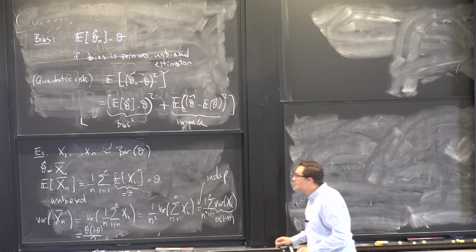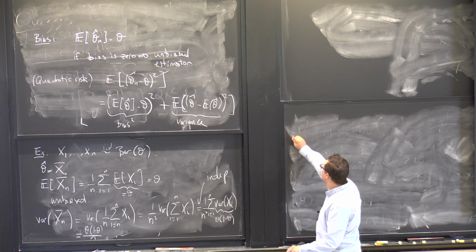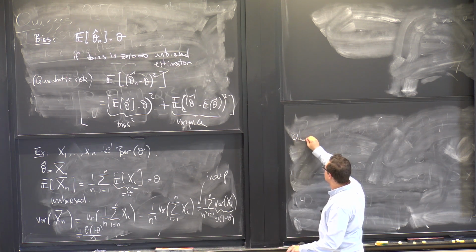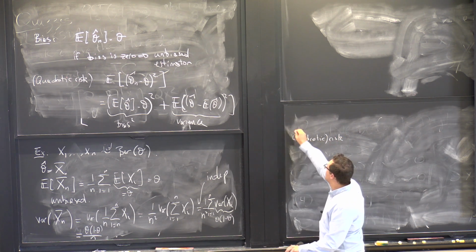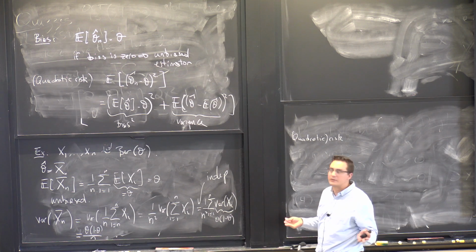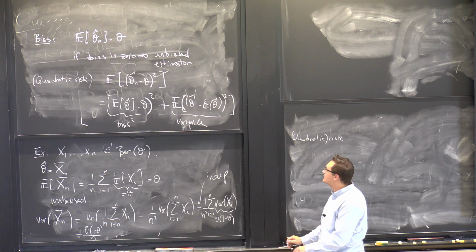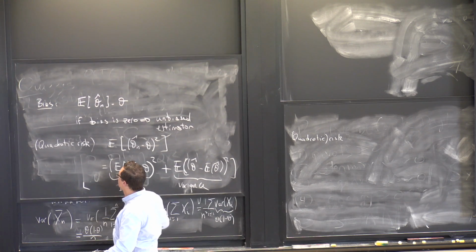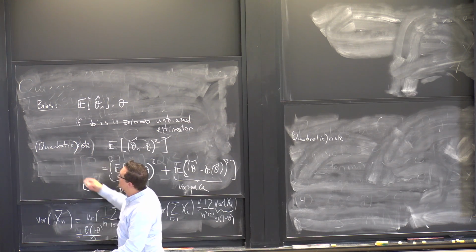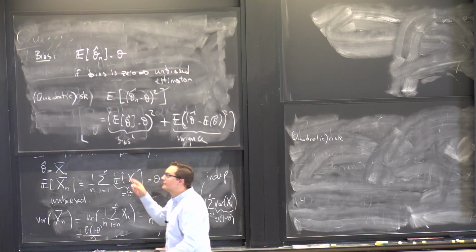So if I'm interested in the quadratic risk, and again, I should just say risk because this is the only risk we're going to be actually looking at. Yeah, this parenthesis should really stop here. I really wanted to put quadratic in parentheses.